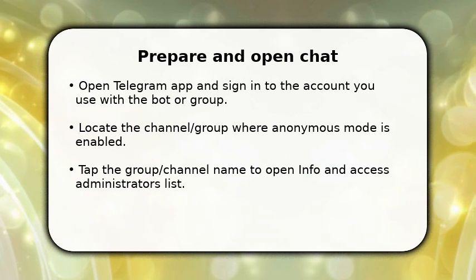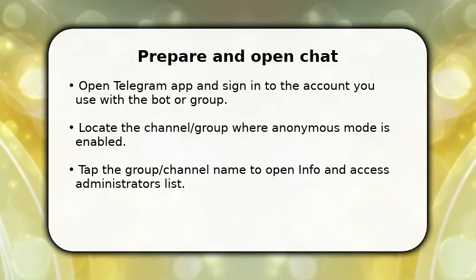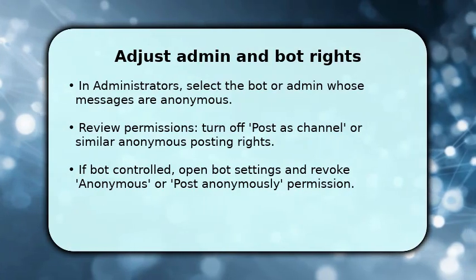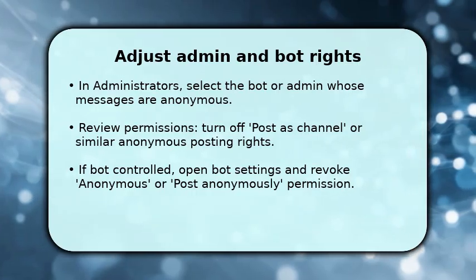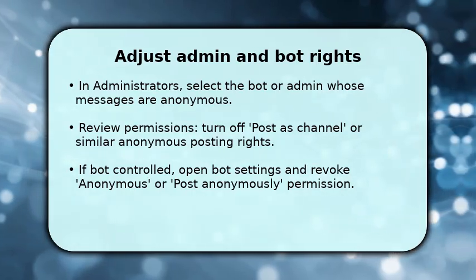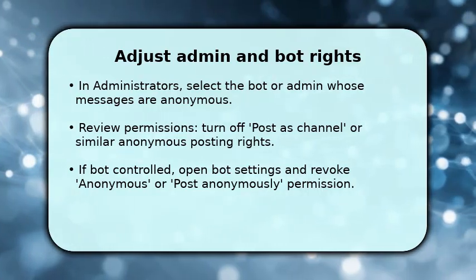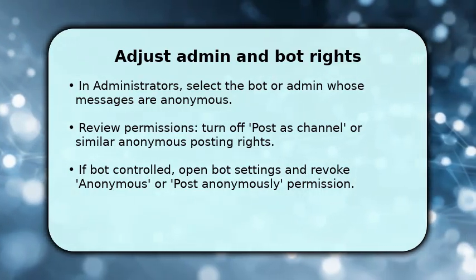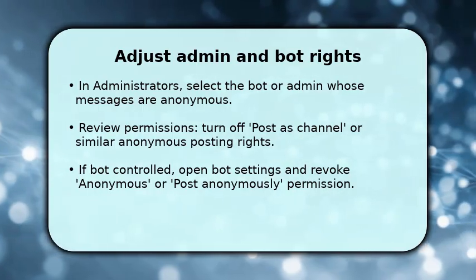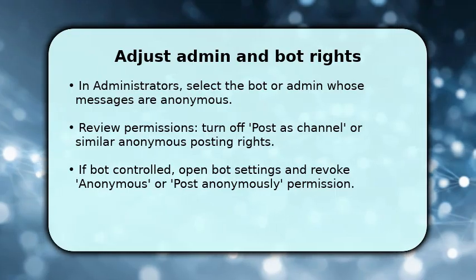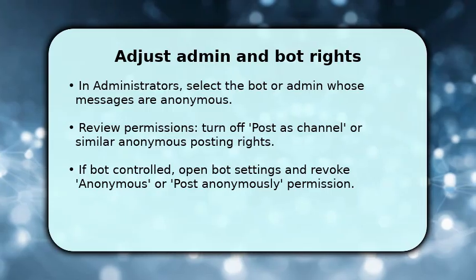Now you inspect the specific admin or bot responsible for anonymous posts. Tap the admin or bot entry to edit its permissions. You want to remove any permission labeled like Post as Channel, Post Anonymously, or similar. Uncheck those boxes. If a bot controls anonymity, enter the bot settings and revoke its anonymous posting capability. Make sure to save or confirm changes. This prevents messages from being relayed under a channel or anonymous identity and restores visible.